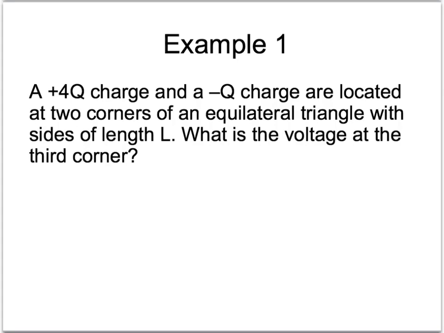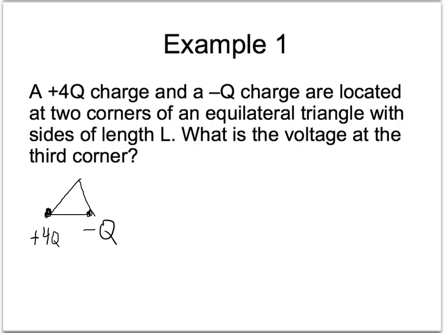A positive 4Q charge and a negative Q charge are located at 2 corners of an equilateral triangle with sides of length L. What is the voltage at the third corner? So let me try to draw an equilateral triangle. We'll see how good I can do at it. And at one corner, we've got plus 4Q. And another corner, we've got a negative Q. Now, if this is truly an equilateral triangle, it won't matter what corner we put it at because it's all symmetric. No matter how you rotate that triangle, the distance between any of the charges would always be the same.